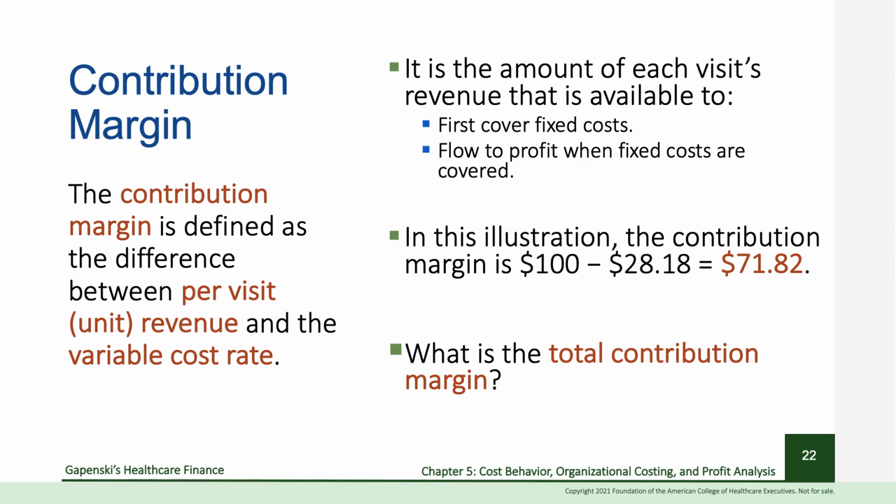Now, what is the total contribution margin? We are talking about 75,000 visits here. So the 75,000 visits multiplied by 71.82, which is the contribution margin right here, gives you the total contribution margin.